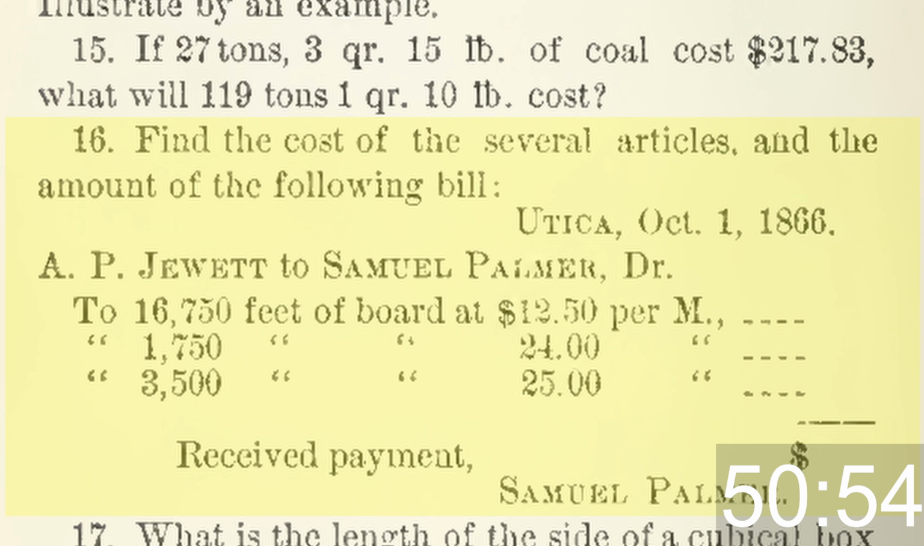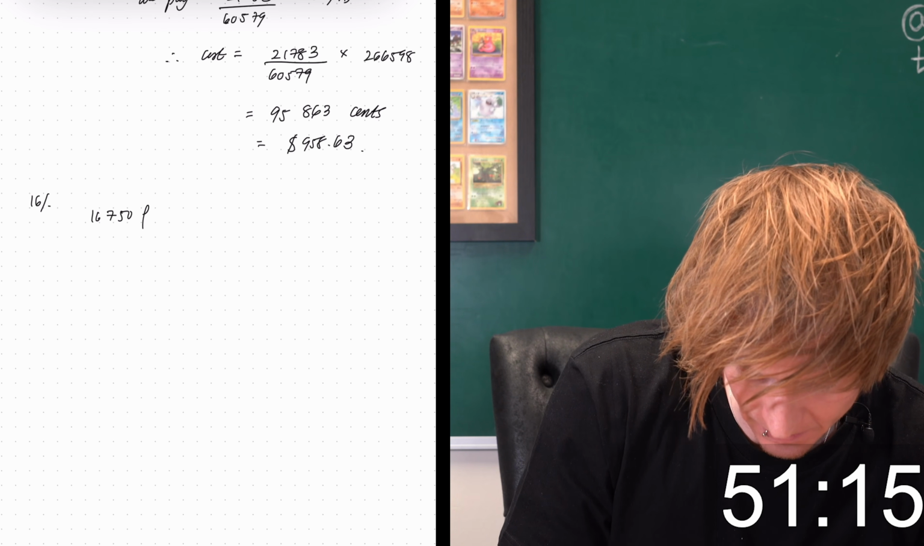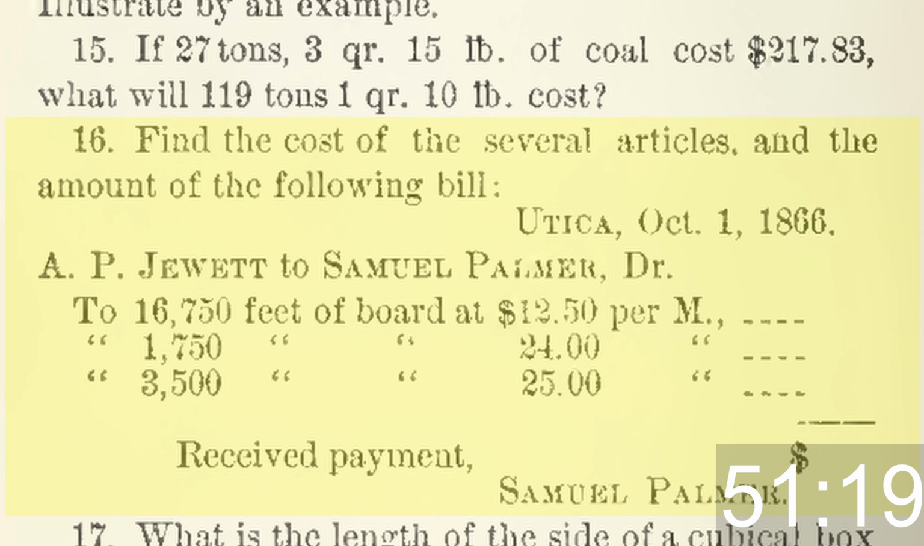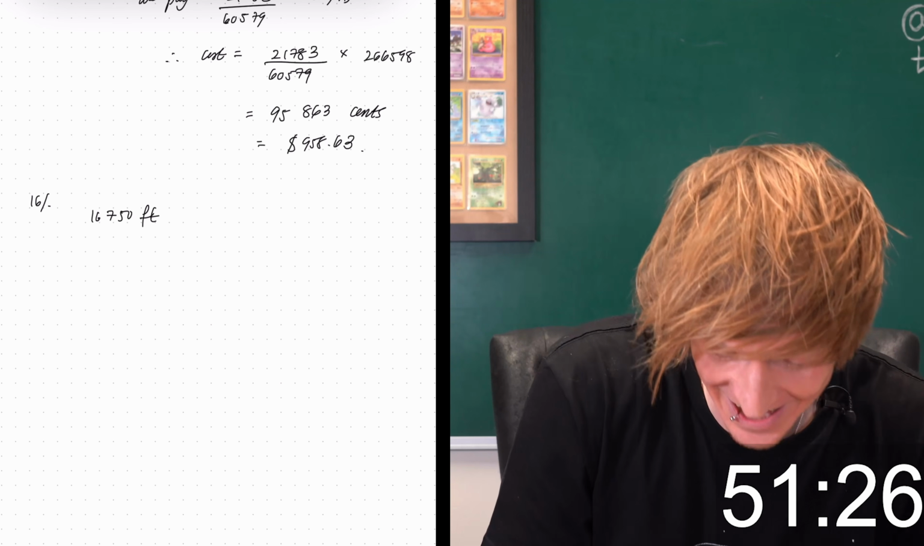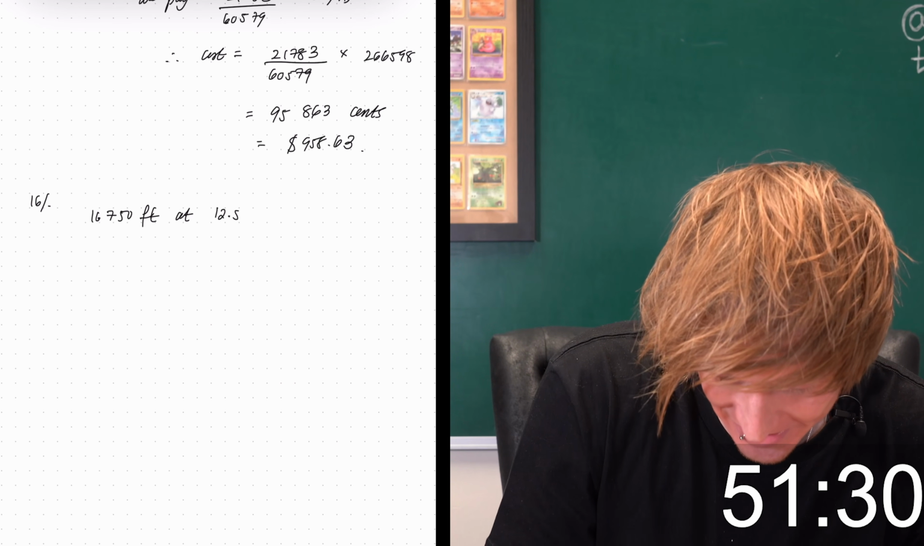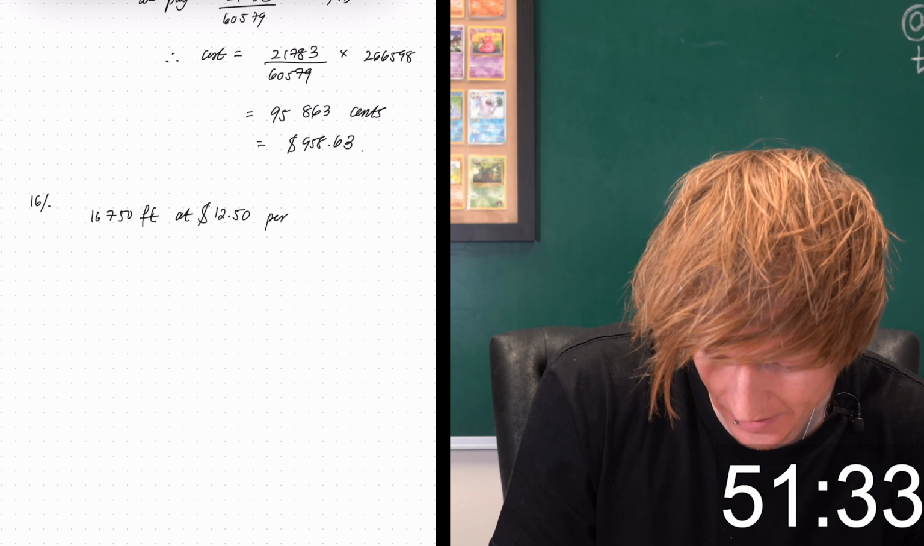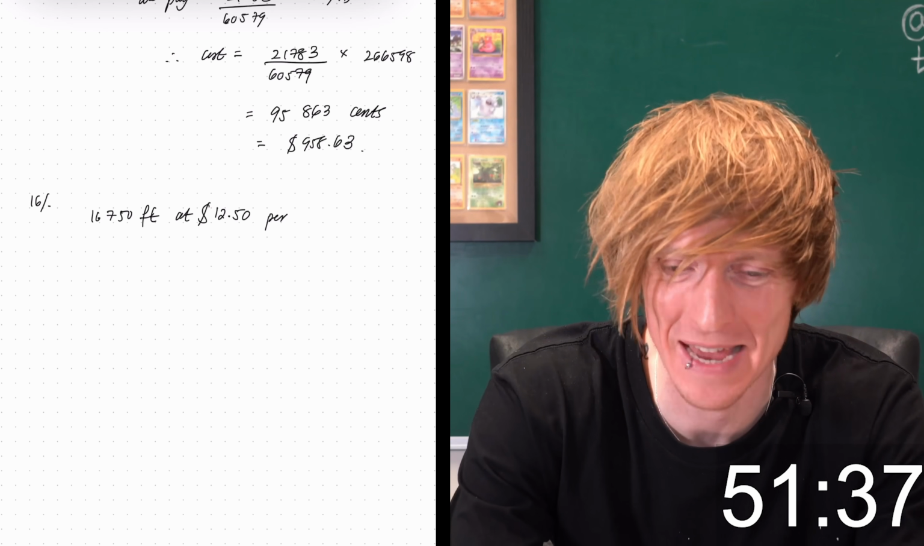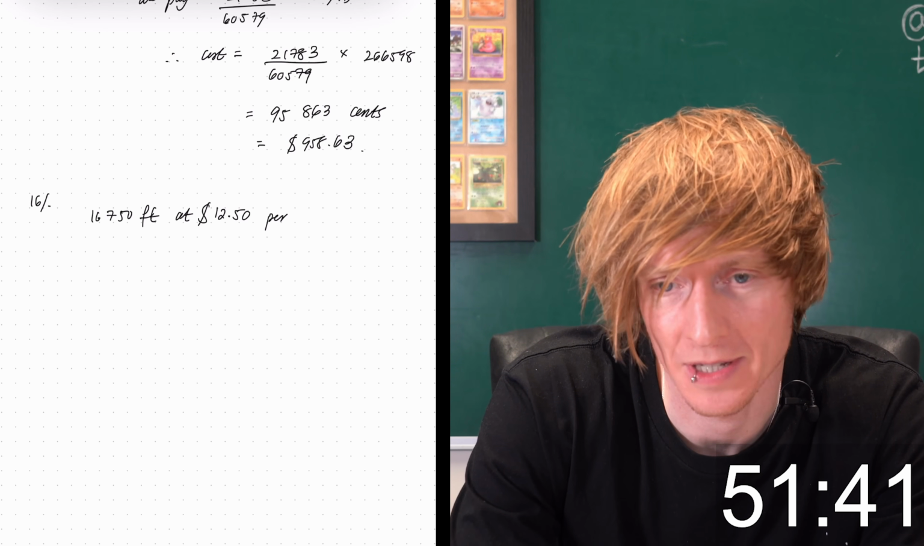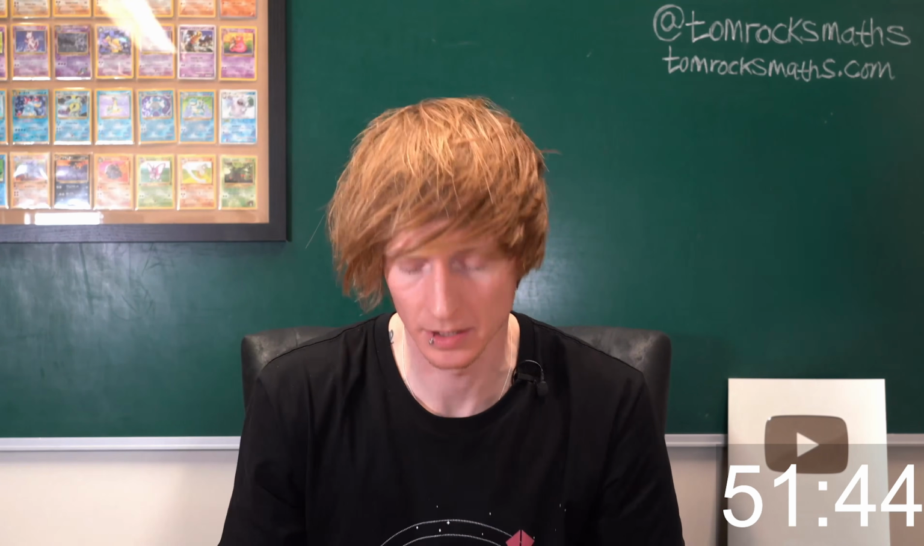Question 16. Find the cost of the several articles and the amount of the following bill. All right, this sounds fun. Utica, October the 1st, 1866. AP Jewett to Samuel Palmer, Doctor, to... oh God, here we go. 16,750 feet of board at $12.50 per M. What's an M? I don't know what an M is. Maybe mile. Let's have a look. What does M mean? Okay, I think it's mile. All right, we're going to go with mile.